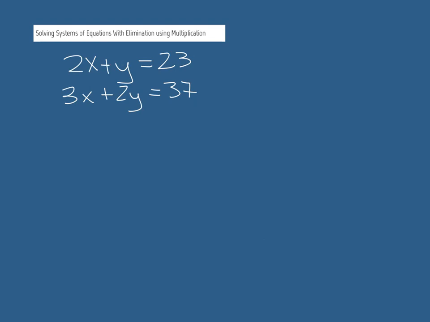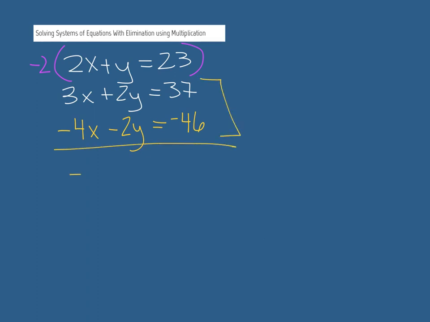One way that I can do that is to multiply this entire equation by a negative 2. When I multiply by negative 2, I'm going to get negative 4x minus 2y equals negative 46. When I combine these two equations, I'm going to get negative x, the two y's would cancel out, equals 37 minus 46 is negative 9. So I have to divide by a negative 1 here to get the x by itself. When I do, I get x equals 9.